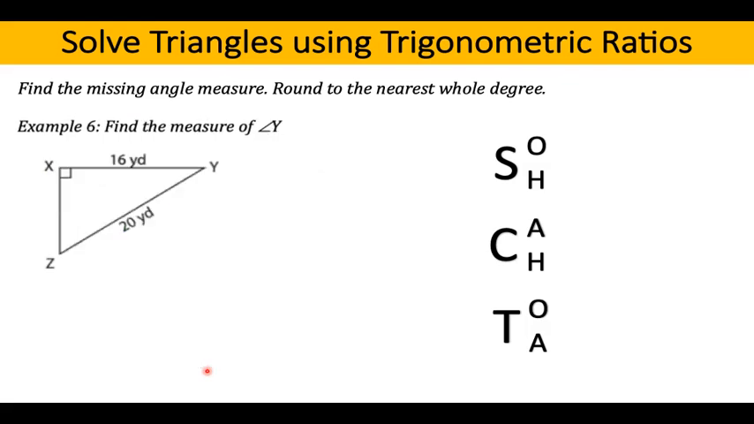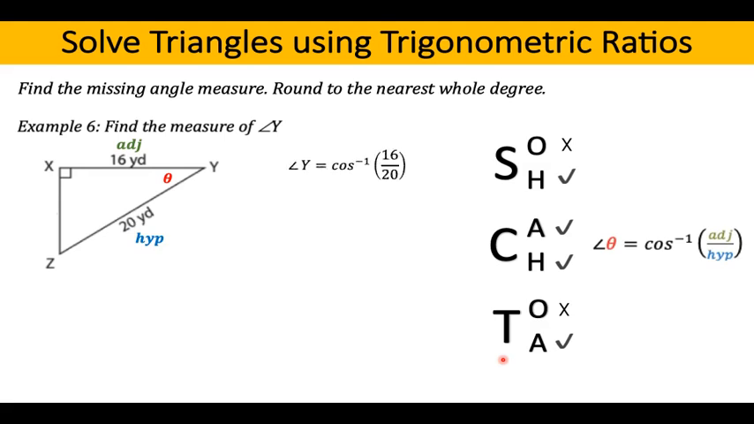And finally, for example number 6, we're finding the missing angle y. So label that as your theta angle and label your sides. Hypotenuse and adjacent are the values that are given. Use your trig ratios to determine which one you will solve. Adjacent and hypotenuse is cosine, so we'll use inverse cosine in order to solve for this angle. So angle y is inverse cosine. Put adjacent, so 16, over the hypotenuse, which is 20.